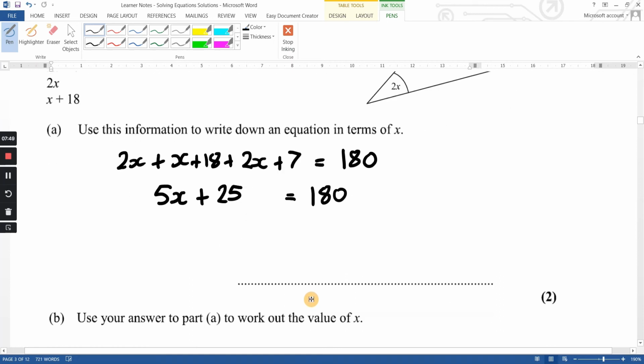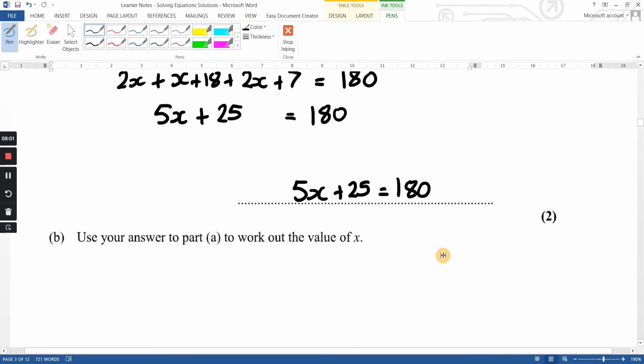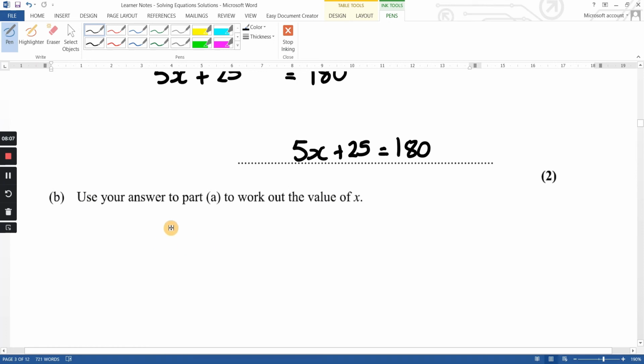And in fact, that's your answer for part A done. They're not asking you to solve it yet. Let's put that as our answer for part A. Then part B says, use your answer to part A to work out the value of x. So now we're trying to solve what x is.